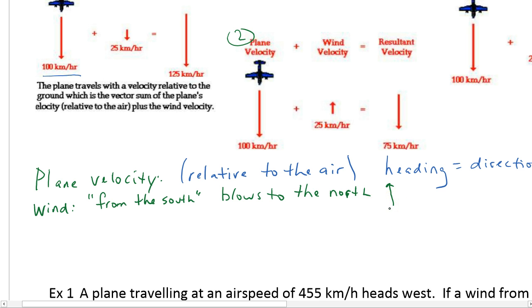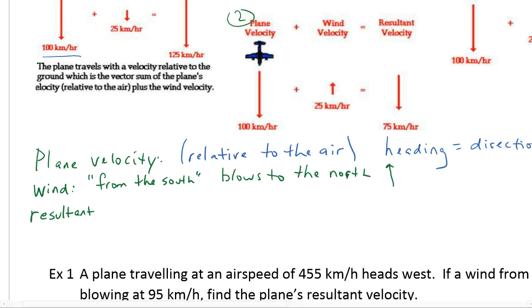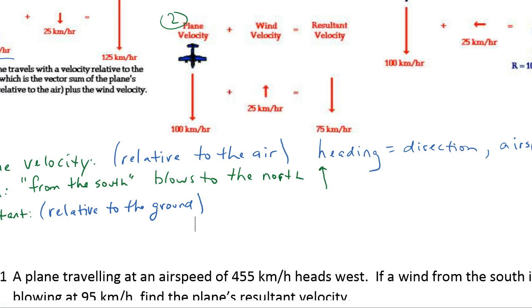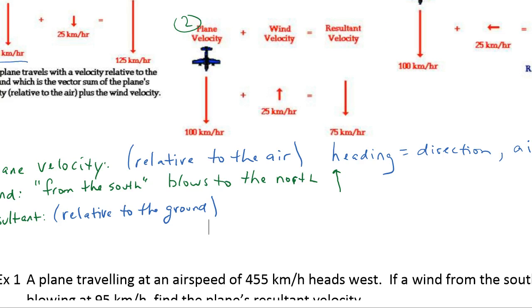My last one I should talk about is the resultant. It's the vector sum of these two things. The plane velocity plus the wind velocity is the resultant, and that would be relative to the ground. Just like we have the word heading for the plane velocity, here we could talk about the word course.